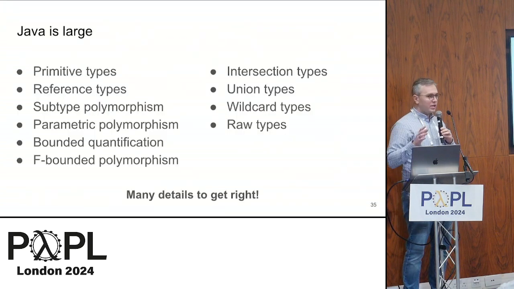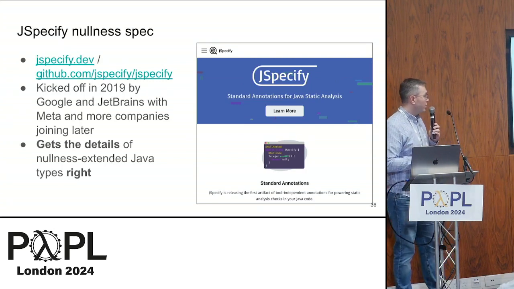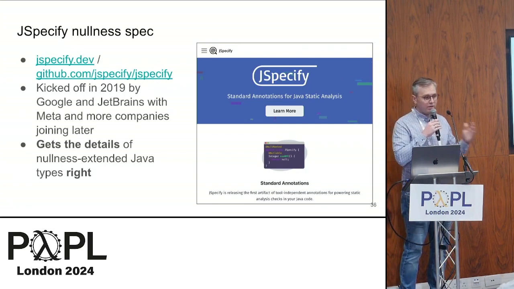So Java is actually a very large language. It has a lot of features and also intersections between features. So when you add explicit nullness, there are many details that you need to get right. And so here I would like to mention this project called JSpecify, which was kicked off in 2019 by Google and JetBrains, and then more companies joined in, including Meta. And it kind of gets these details right.